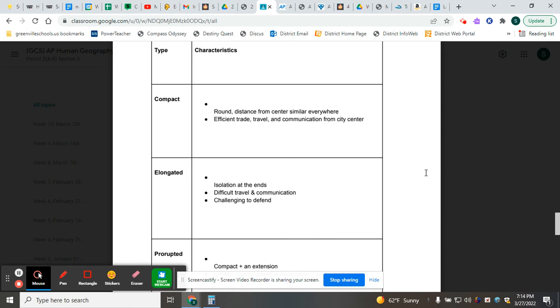Same thing in California. Where is California's capital? Sacramento. Where is Sacramento? It's in the northern part of the state. If you live in LA or San Diego, you might feel neglected because the people making the decisions that impact you on a state level are hours away from you. And if you look at California, it is a very, very elongated state.